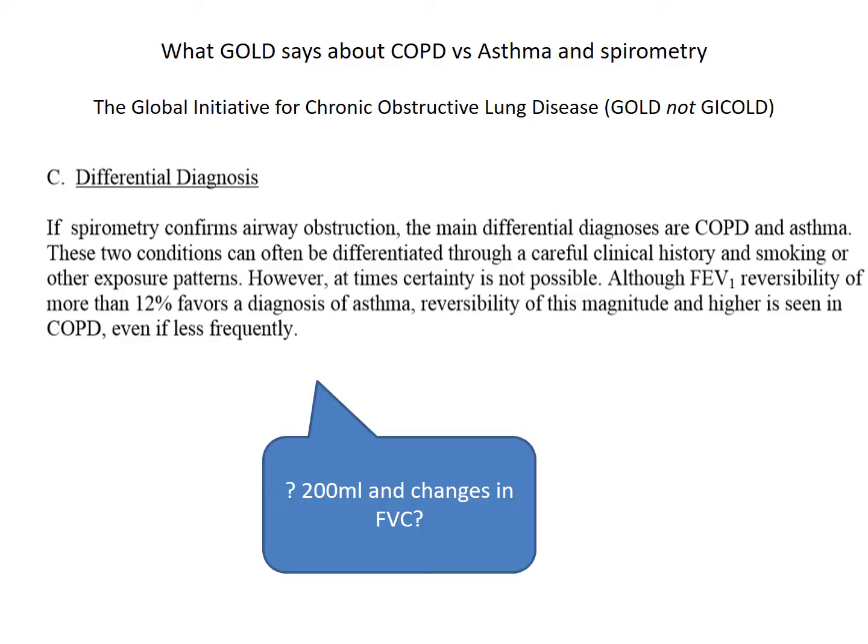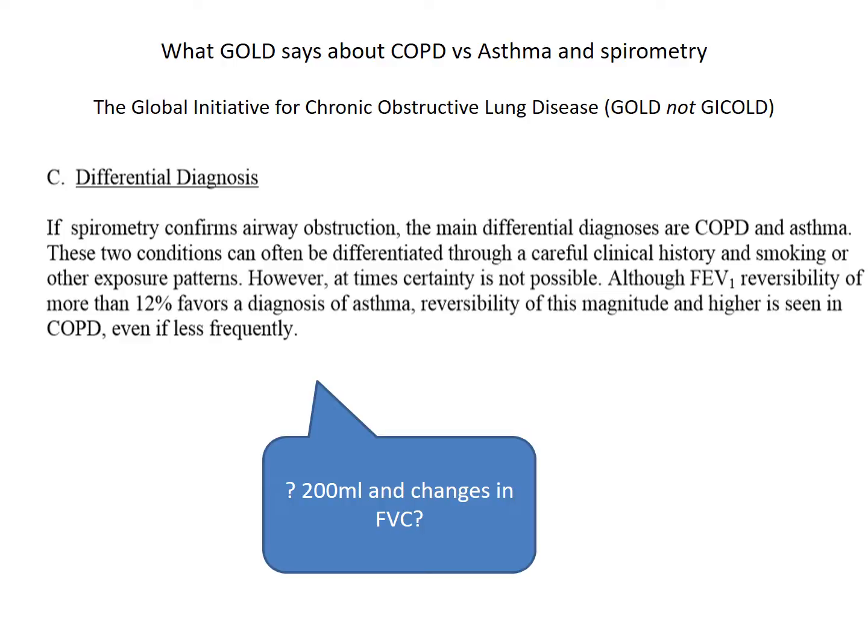What do they say about the bronchodilator response? Well, they have a section about the differential of asthma and COPD, and the advice here is equivocal. If you read this, you may get an increase of 12% in FEV1 in asthma, but then you may get it in COPD too. They've neglected to mention the 200 milliliter change in the FVC being meaningful.